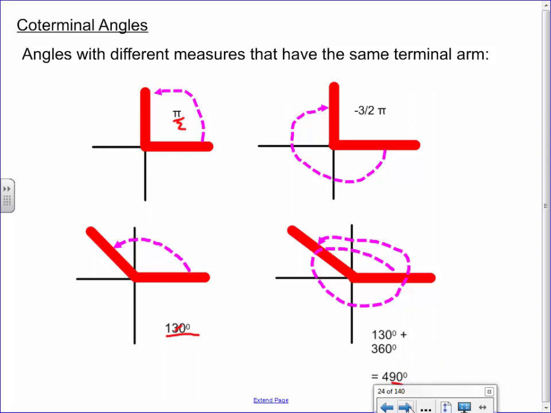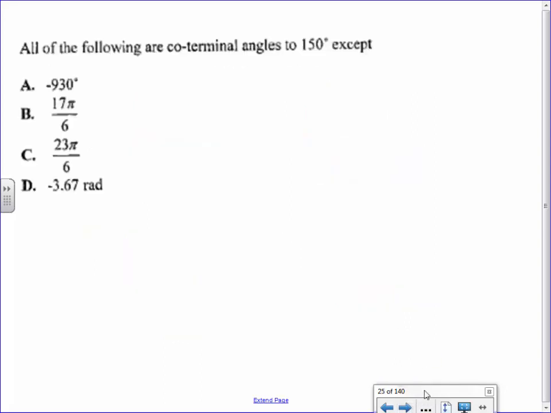Okay. I want to show you two last diploma type questions, and then we'll move on here. So here's the first one. Which of these angles is not 150 degrees? All of these angles, except for one, are in the 150 degree spot. So let's try them one at a time here. Where would 150 degrees lie if we drew it in standard position?